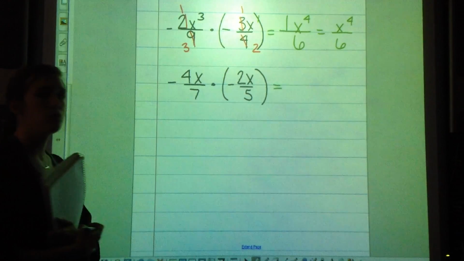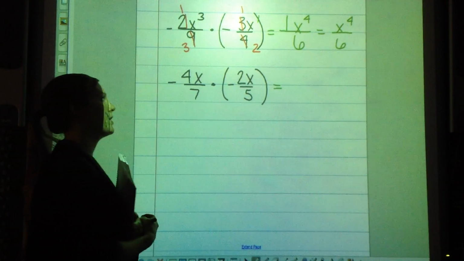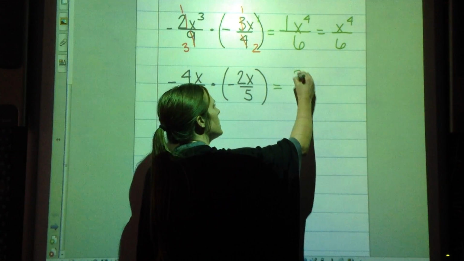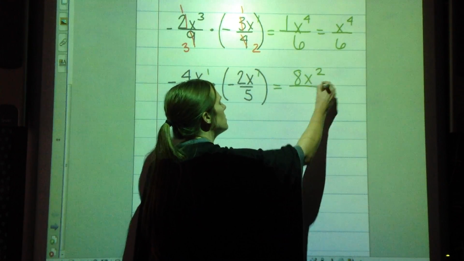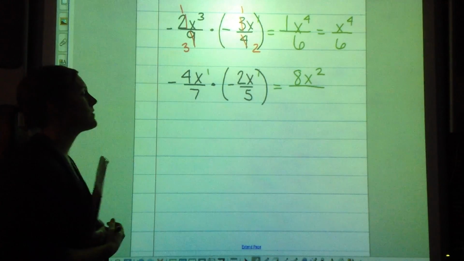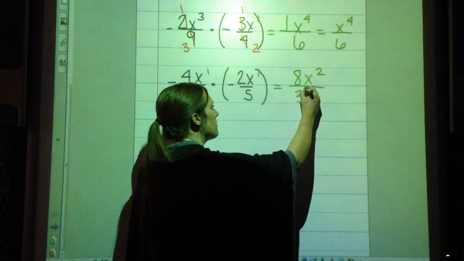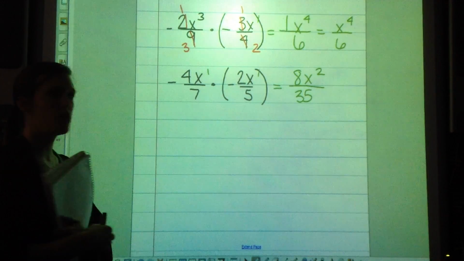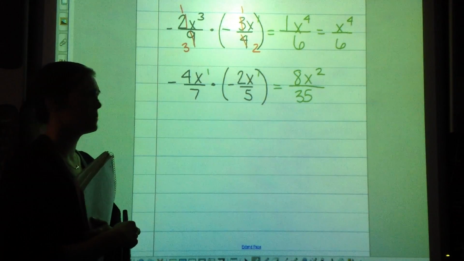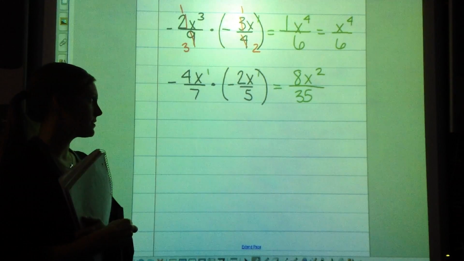When we're multiplying, work with the coefficients first in the numerator. 2 times 4 is 8. x times x is x squared. And then the denominator, 7 times 5 is 35. A negative times a negative is a positive. Check your fraction to see if you can reduce any further. We cannot.